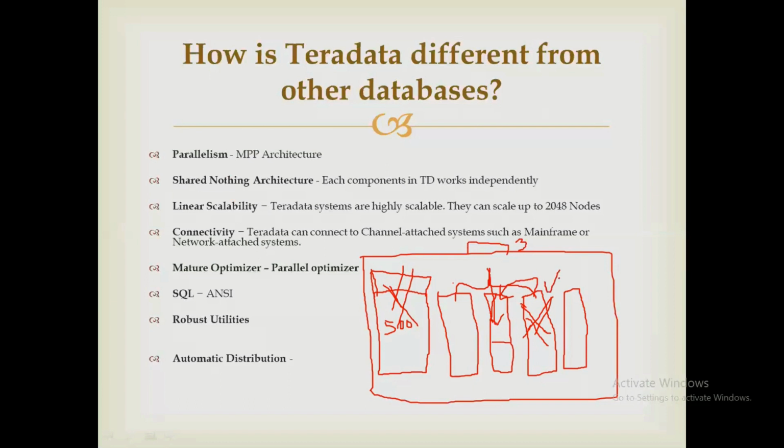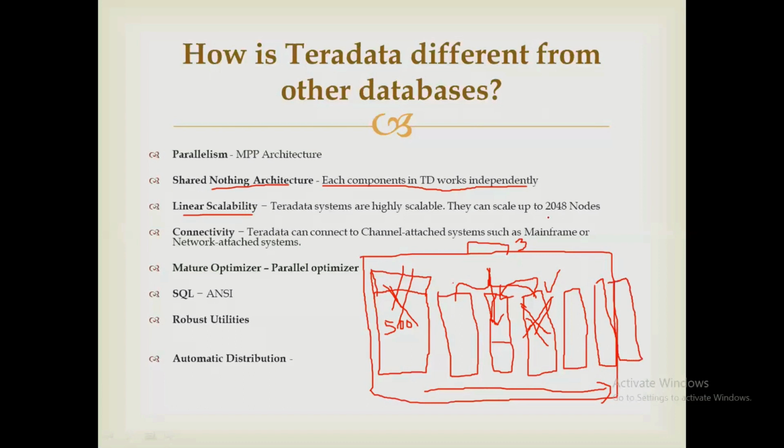Then this is like a hot standby node, okay? Hot standby is nothing but whenever a node fails, the other node will take care of that activity, whatever activity was handled. It's like a stepney in the car. Each component in Teradata works independently. So that is the shared nothing architecture. And linear scalability. We can go for linear horizontal scaling, right? Whenever we need to have the space, we can go for linear scalability.